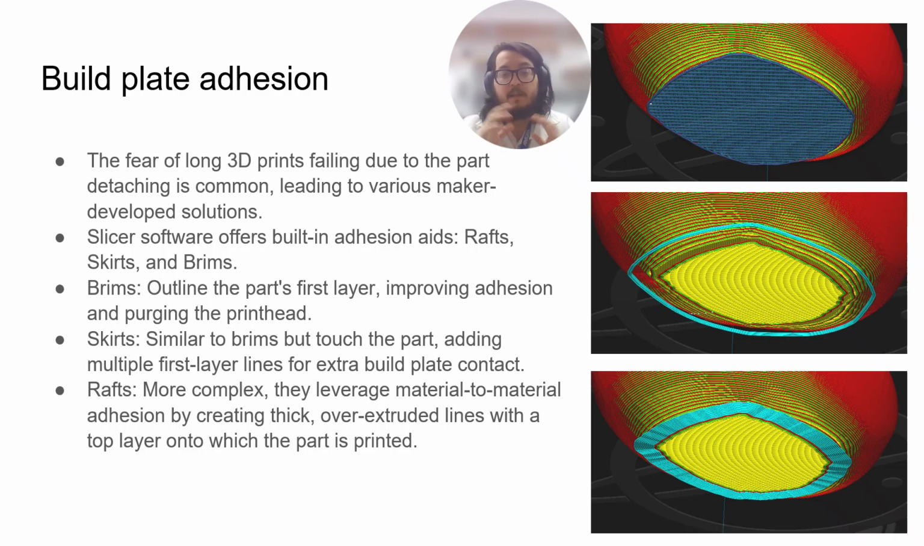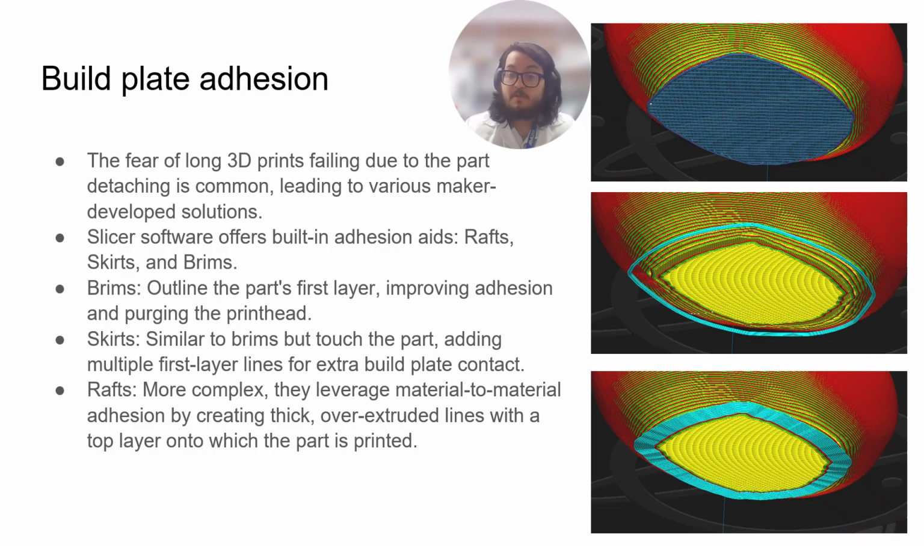Most slicers offer at least those three build plate adhesion types. This is the brim, which outlines the printed part. Not only does it help you know where the printed part is going to be, but it also purges some material, so you make sure that when you start printing, you actually have material in your print head. This purging that the brim does is very important, so that when you're actually printing, you're ready to go.